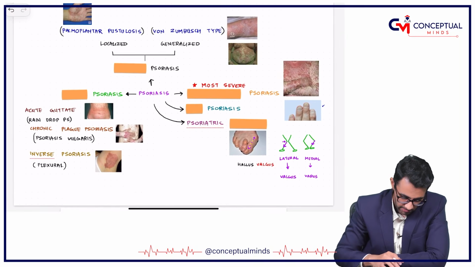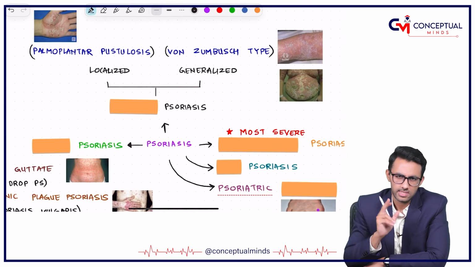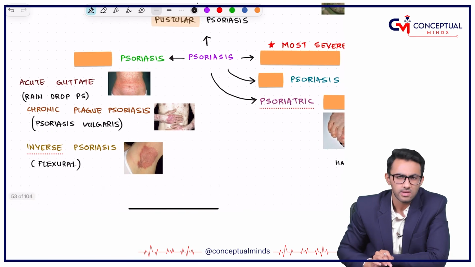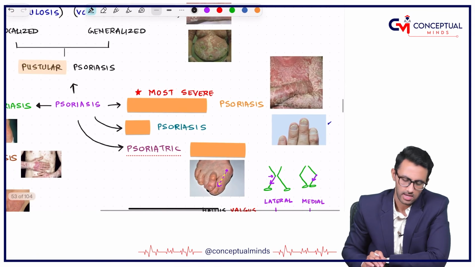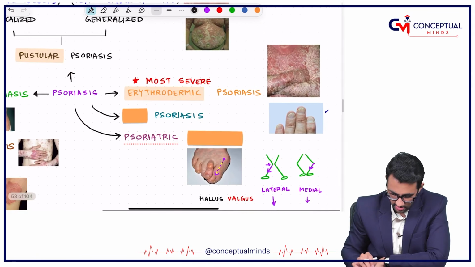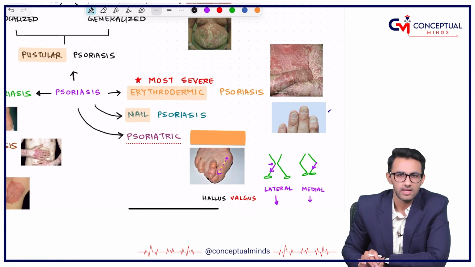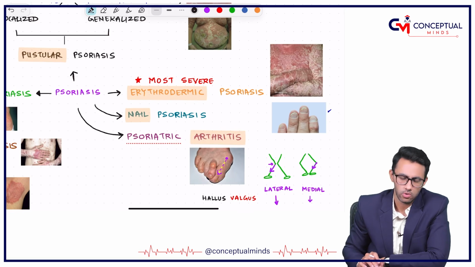What type of psoriasis is this one, which is divided into generalized and localized? It is pustular psoriasis. The next one is this one. What was the type of psoriasis over here? This was plaque psoriasis. And what was the most severe variety? It is the erythrodermic type. The photo of the nail is given, very obvious, it is nail psoriasis. And the last one we have is psoriatic arthritis.